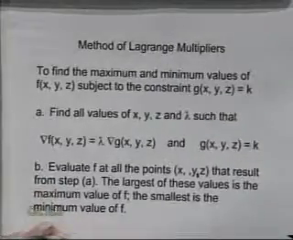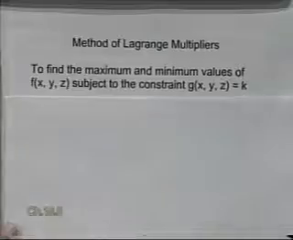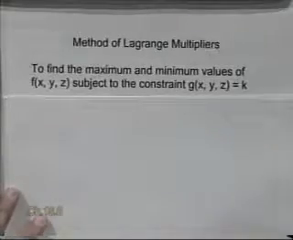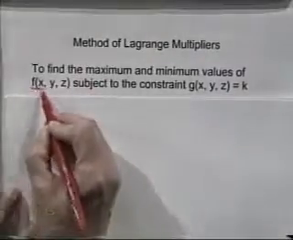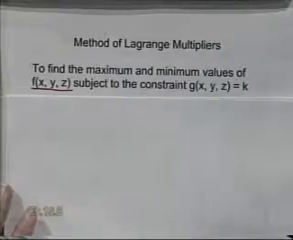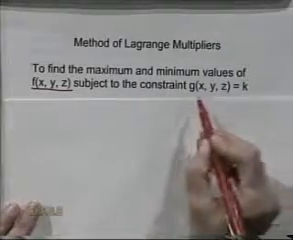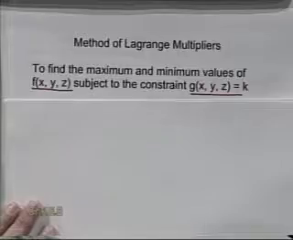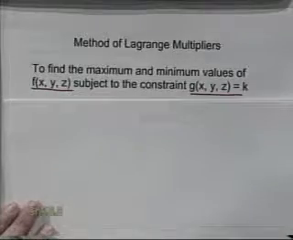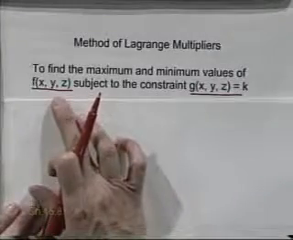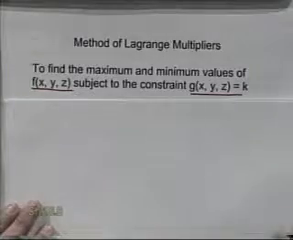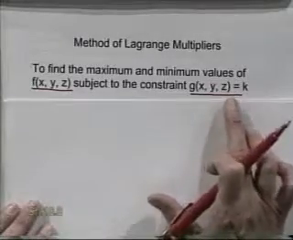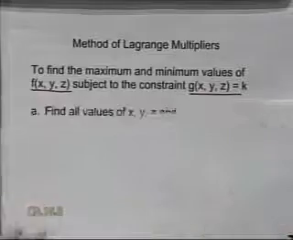The method of Lagrange multipliers: you want to find the maximum and minimum values of a function f of x, y, z. It doesn't have to be f of x, y, z; it could be f of x, y, but I put it in a more general case, subject to some constraint g of x, y, z. So we want to find those points for which f attains its max and its min, subject to the constraint that your points x, y, z have to satisfy this equation here.